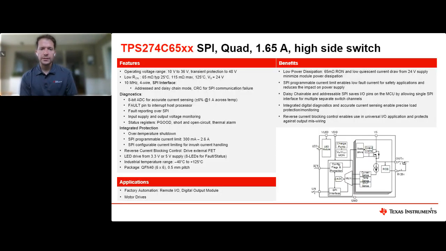So now going into the TPS274C65. So this is our first device with SPI for our industrial high-side switch family, and it's a quad channel device. And each channel can support up to 1.65 amps of current. The operating range for this device is from 10 volts up to 36 volts, with up to 48 volt transient support. And I'll go a little bit more into these features in the next slide.